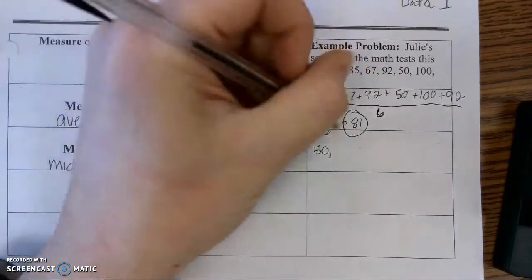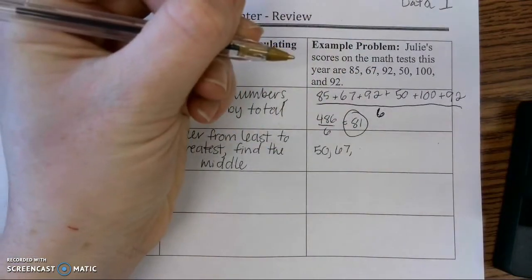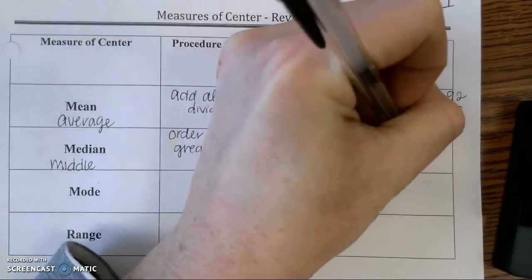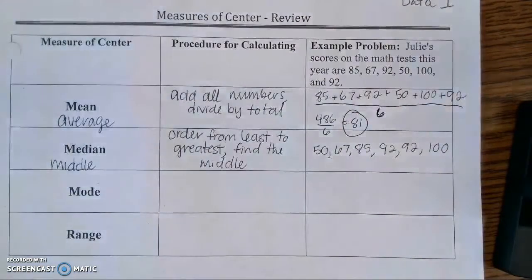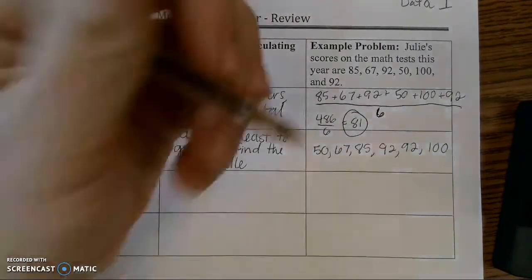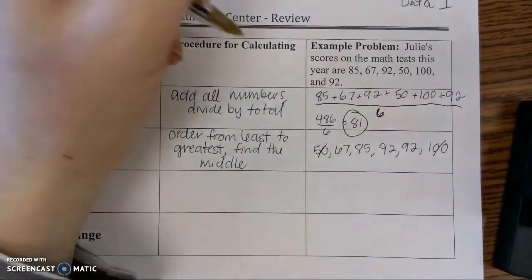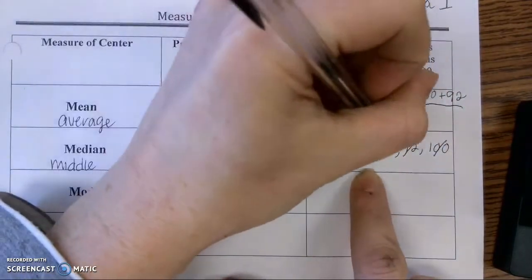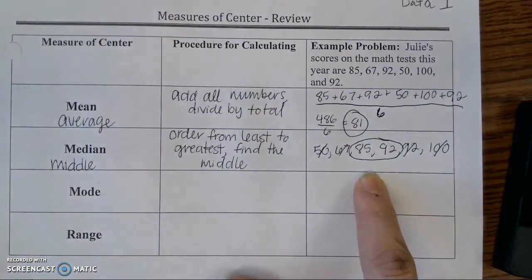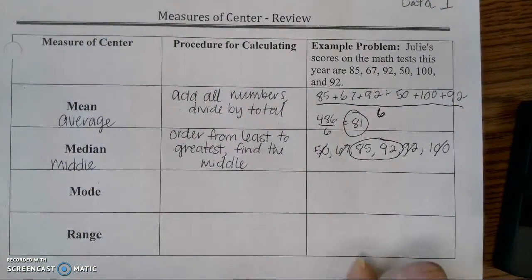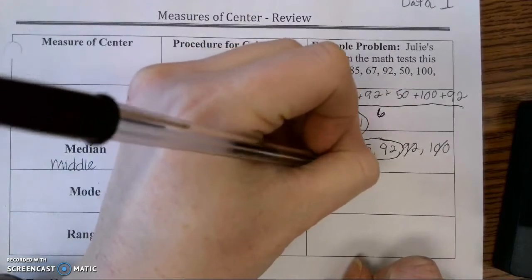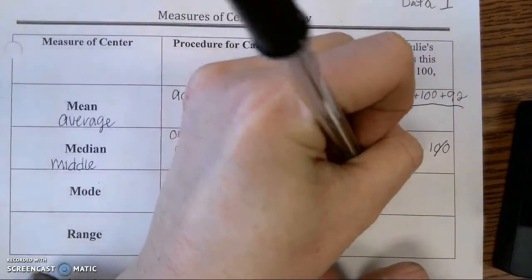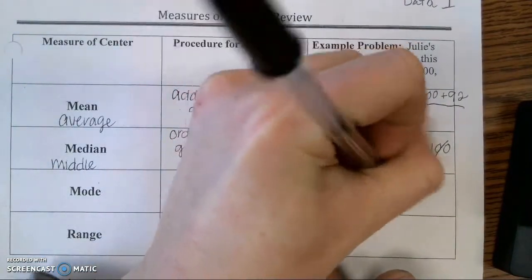So if we put these numbers in order from least to greatest, 50 is my lowest, and then we have 67, and then we have 85, 92, 92, and then 100. So they're in order from least to greatest, and now I can go in and cross them out. So I've crossed out one set. I'm going to cross out another set. And so the middle is going to be in between 85 and 92. So to calculate that middle number, you are actually going to take the average of those two numbers. So you would take 85 plus 92, divide by 2, which would give you 88.5 as your median.